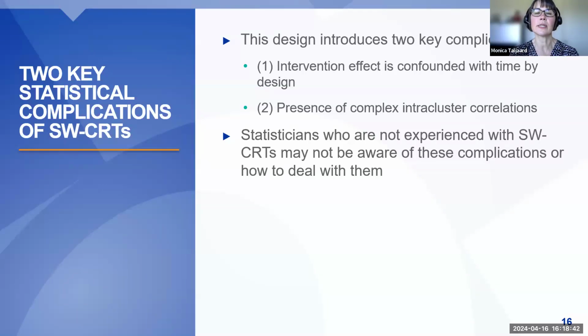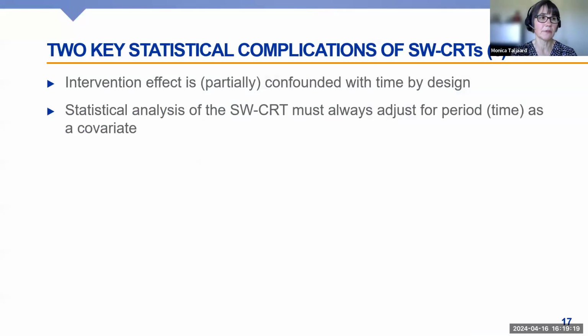The second complication is that we've got a very complex scenario surrounding intra-cluster correlations. You may be aware of the intra-cluster correlation coefficient being a very important parameter in a cluster randomized trial design. It refers to the fact that observations within clusters are correlated with each other. They are not independent. Well, it's even more complicated in a stepped wedge. Now, unfortunately, statisticians, even well-trained statisticians who don't have experience with this relatively novel design, may not be aware of these complications or how to deal with them. So let me just say a little bit more about each of these complications.